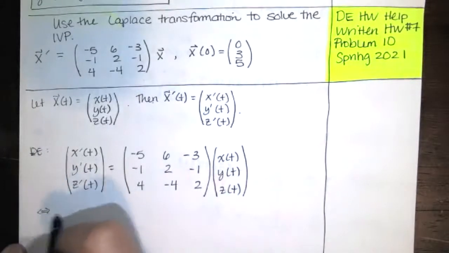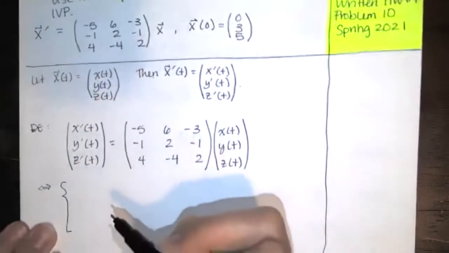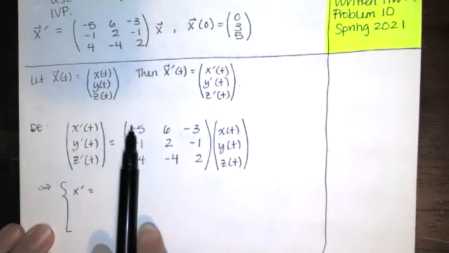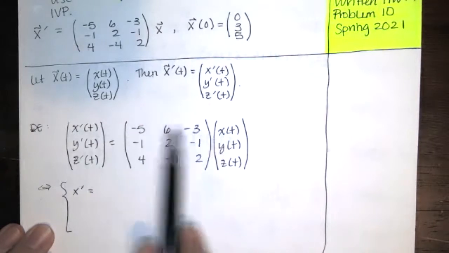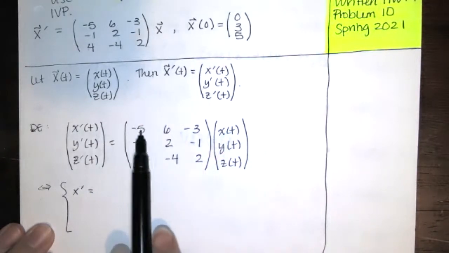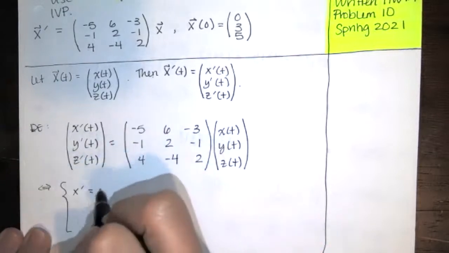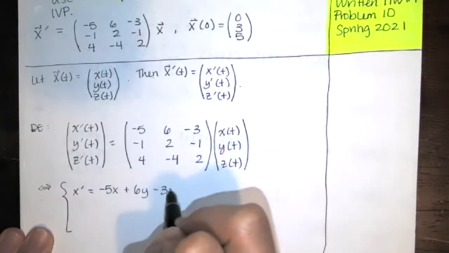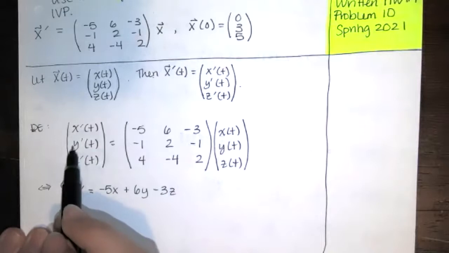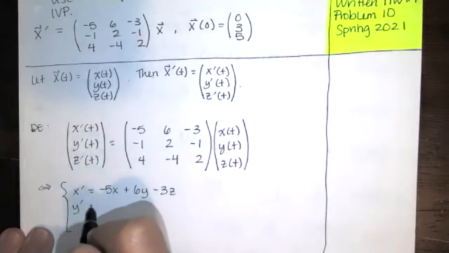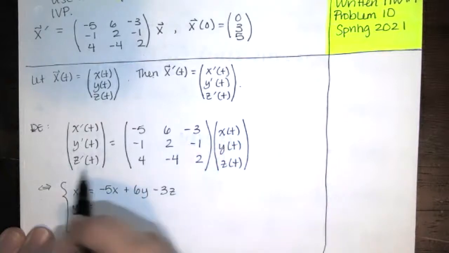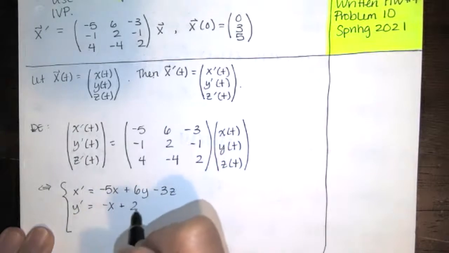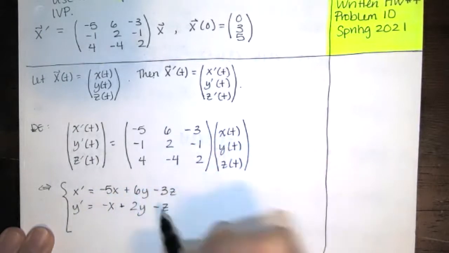And if you want to, you can write this as a system of 3 equations and 3 unknowns, and I would recommend that. So x prime equals the result that we get when we multiply, or we take the dot product of this row with this column. So the dot product of this row with this column is -5 times x plus 6 times y minus 3 times z. And to get the second row first column entry, we take the second row and the first column and we dot them. So we'll have -1 times x plus 2 times y minus z. It's just a dot product.